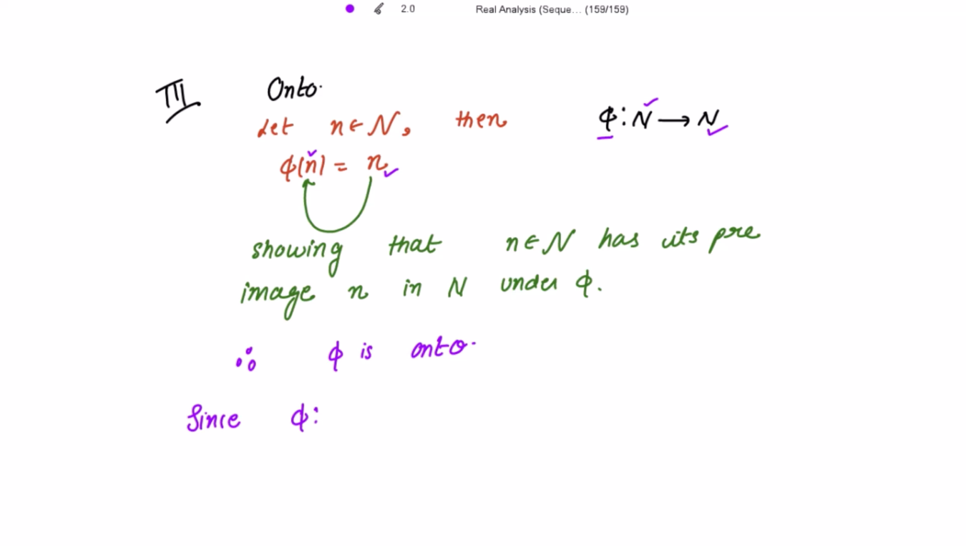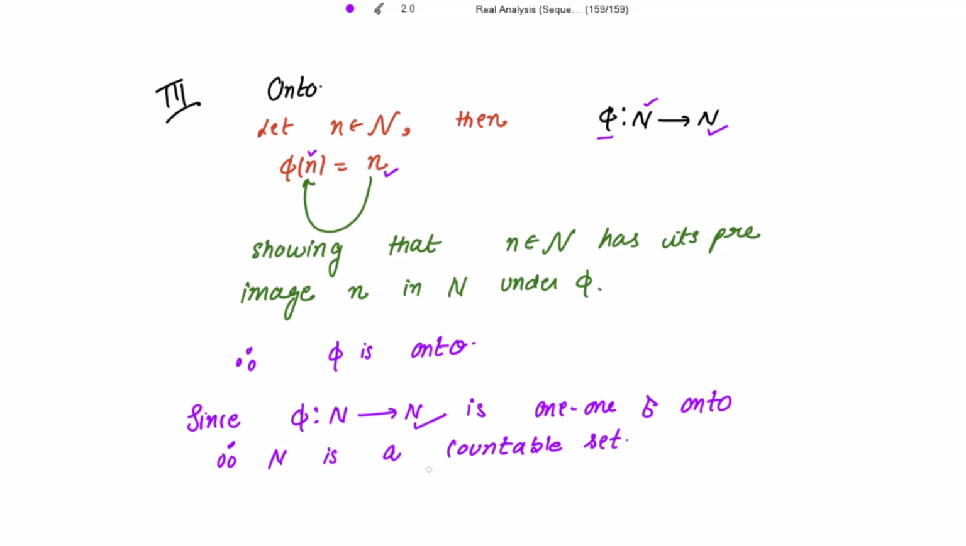Now since phi from N to N is 1-1 and onto, therefore this N is a countable set. This is what the definition of a countable set is. If phi is a mapping from N to the given set, then phi should be 1-1 and onto, or there is a one-to-one correspondence between N and the given set. So phi is defined on N to N, and we have proved that phi is 1-1 and onto. Therefore N is a countable set.